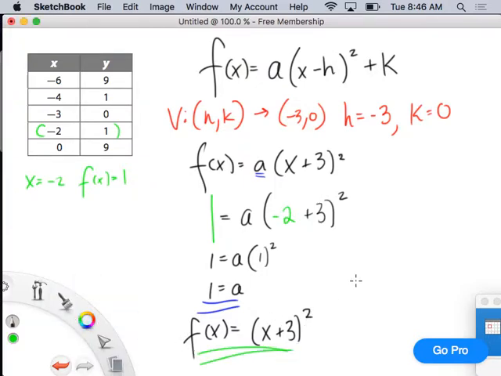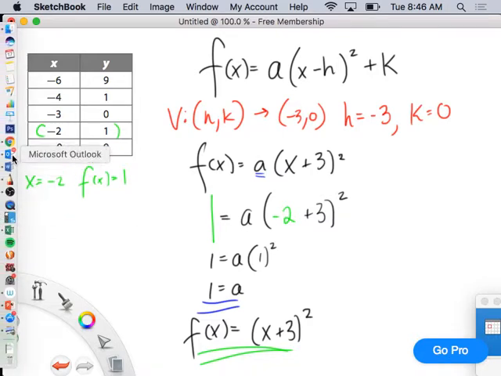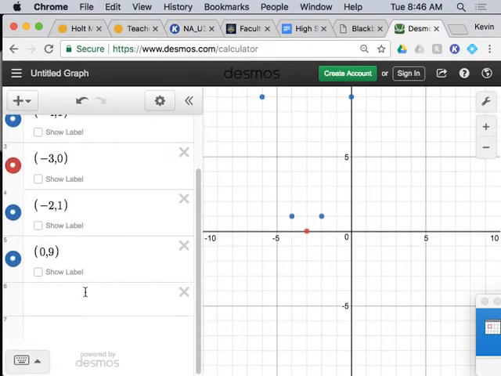So what did I do? I plugged in my vertex for h and k, and I used another point to solve for a. It's a long one. But plug in your vertex for h and k, then use another point to solve for a. All right? Okay, but let's check if we got it right. It'd be pretty embarrassing if we didn't.